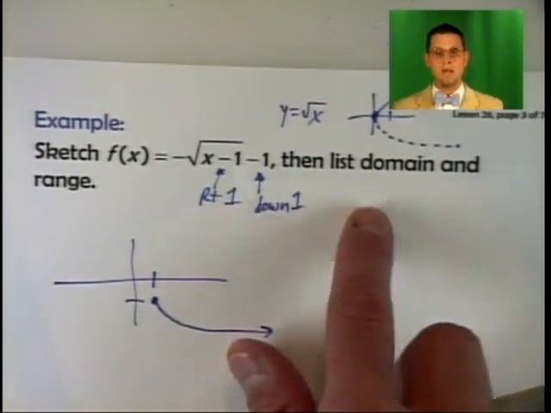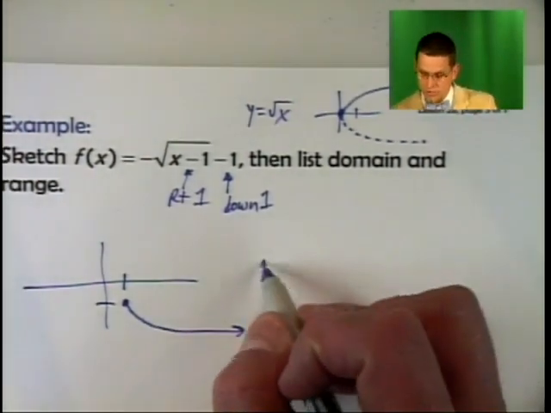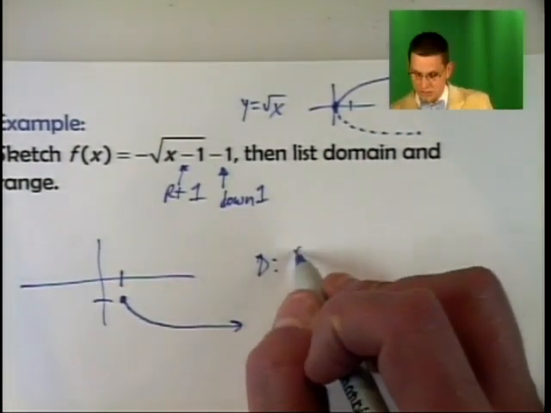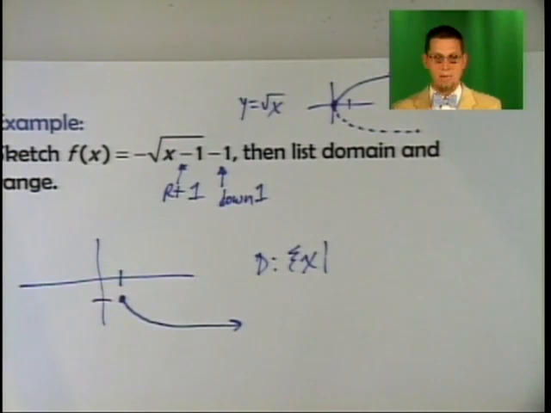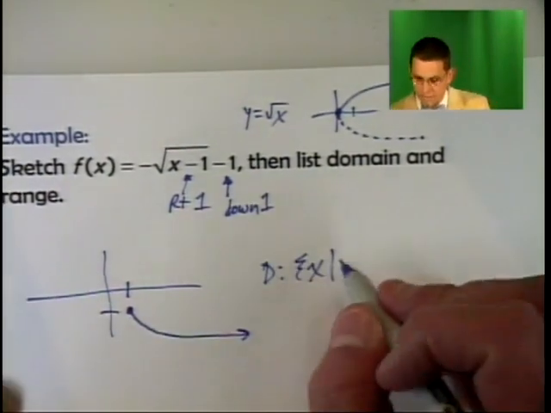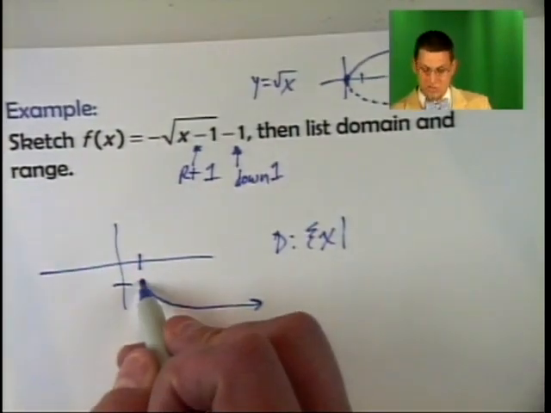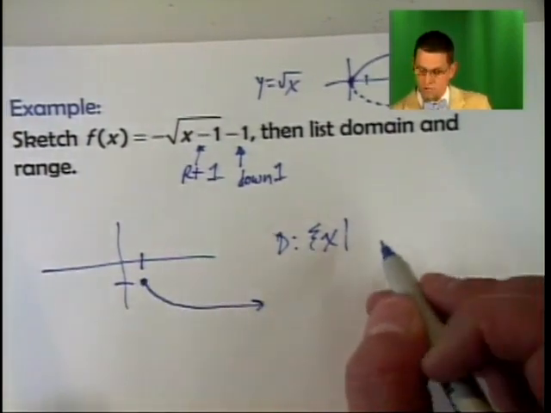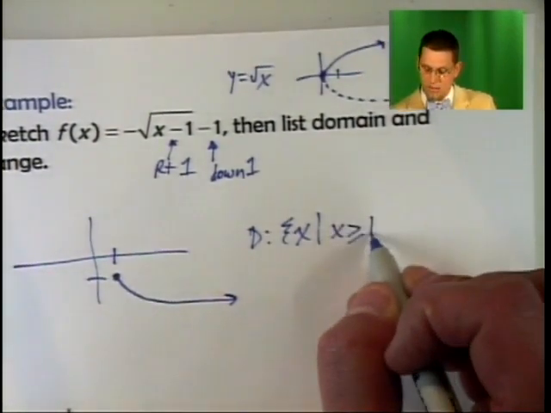Now what we want to do then is list the domain and range. So the domain, we're going to write it like this. It's going to be the set of all x's such that, well, we can't go to the left of 1. We can have 1. This is actually at 1. And everything to the right of 1 also works. So x is greater than or equal to 1.